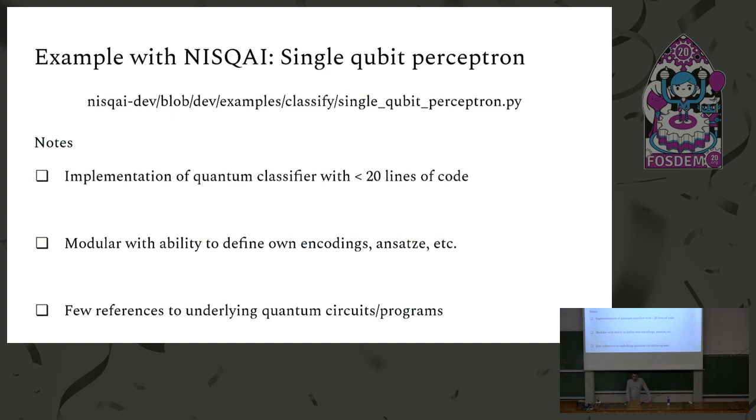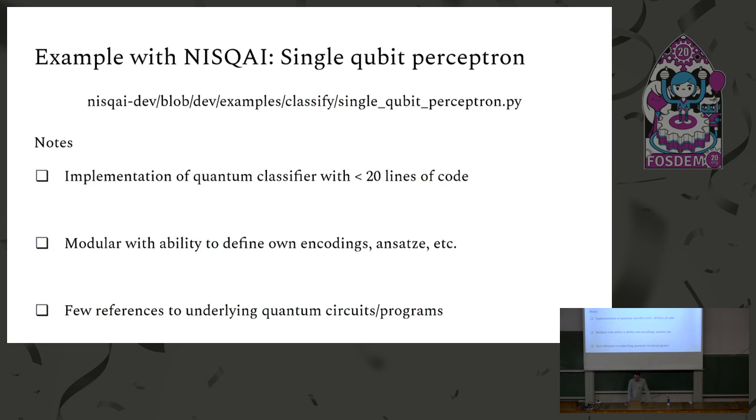It's modular, so you can play around with this and easily extend it to other models. You can add more qubits. You can change what the encoding is. You can change what the ansatz is. And you can do all these things and test the performance and see what sort of performance you're able to get.